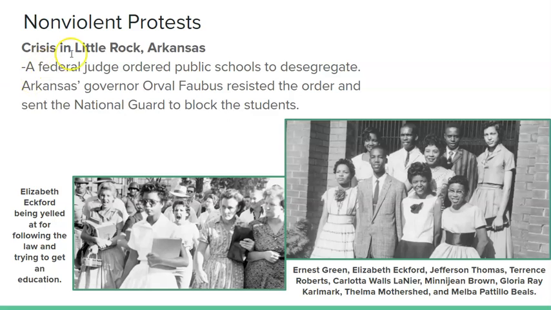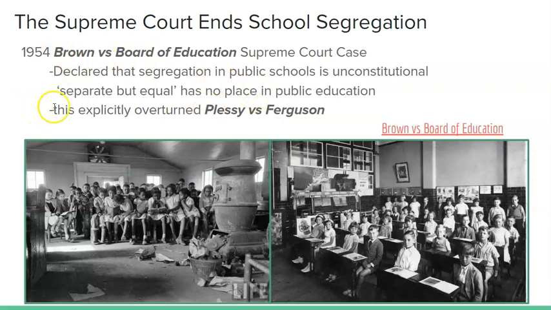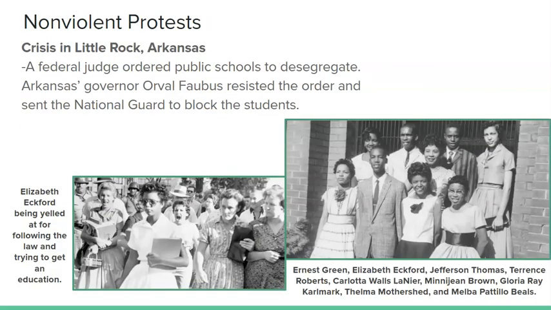So now we move down to Little Rock, Arkansas. In Little Rock, Arkansas, a federal judge ordered the public schools to desegregate, meaning follow along with what the Supreme Court decision was. Well, the Arkansas governor, Orville Faubus, he did not agree with this, and he said, no, we're going to keep our schools segregated. We're going to keep a school for whites and a school for blacks. He resisted the order, and he sent the National Guard to block the African-American students from going into those white schools.